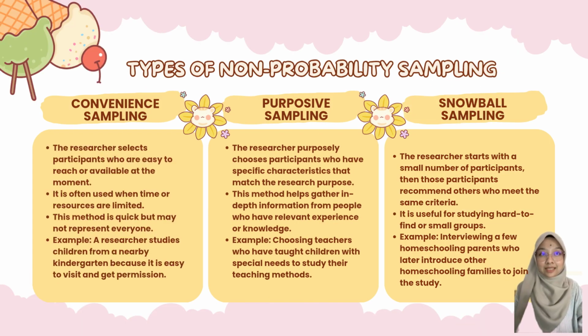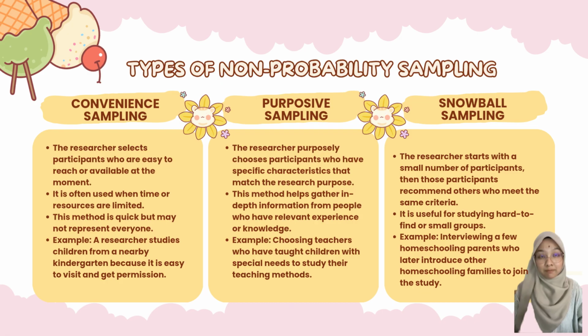Types of non-probability sampling. Okay, there are three common types of non-probability sampling. First, convenience sampling. Second, purposive sampling. Third, snowball sampling. Now, let's go through them one by one.